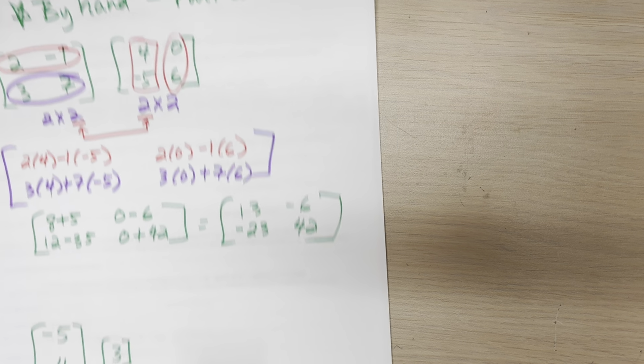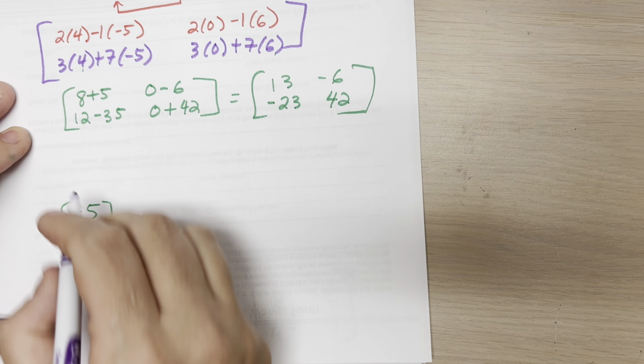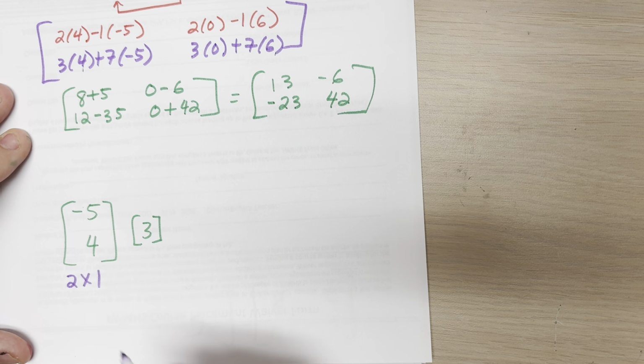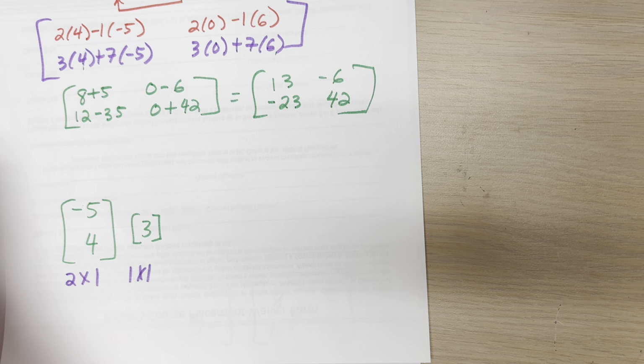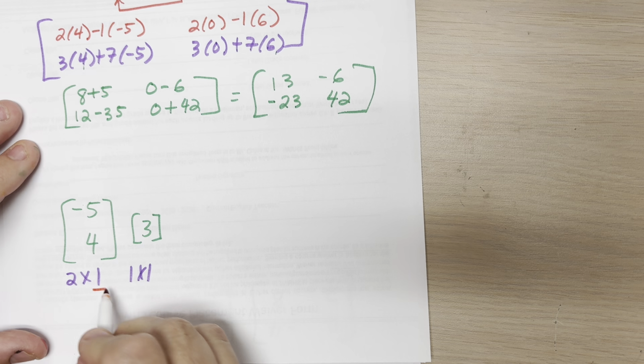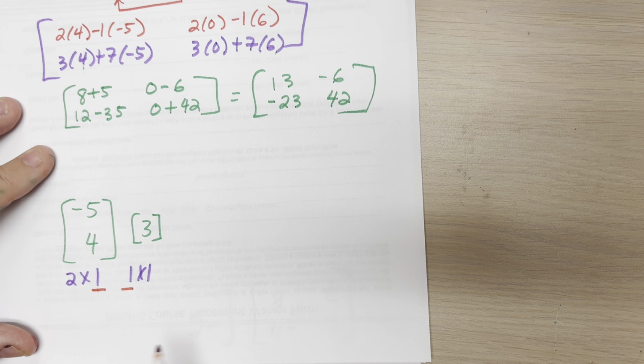Let's try another. In this one, our dimensions, I've got 2 rows by 1 column. This is a 2 by 1. And then this is a 1 by 1. Now you're probably thinking, how in the world do you do this? You actually can, right? So 1 is equal to 1. So I can do this.